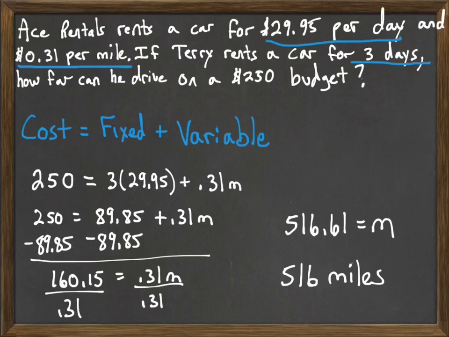Now, in practical purposes, we say, oh, that's close enough. But in this problem here, because our budget is locked in at 250, we can't exceed that. So to the nearest whole mile, we can only drive 516 miles. So we have to round down here.